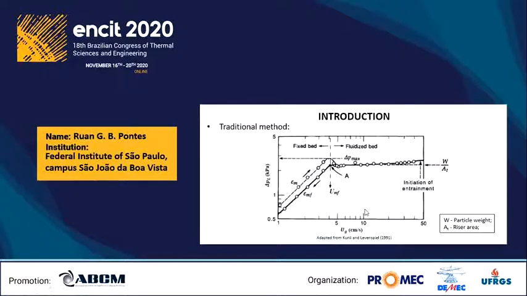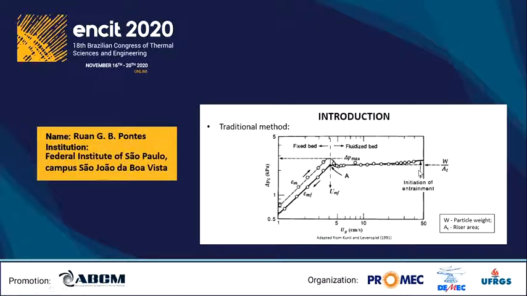In the traditional method, there is the characteristic curve of the bed. In the curve, we can see the line that divides the bed in fixed and fluidized. In the fixed bed, the pressure fluctuation is proportional to UG, while for the fluidized bed, the pressure fluctuation is constant and equal to the ratio between the particles weight and riser area.